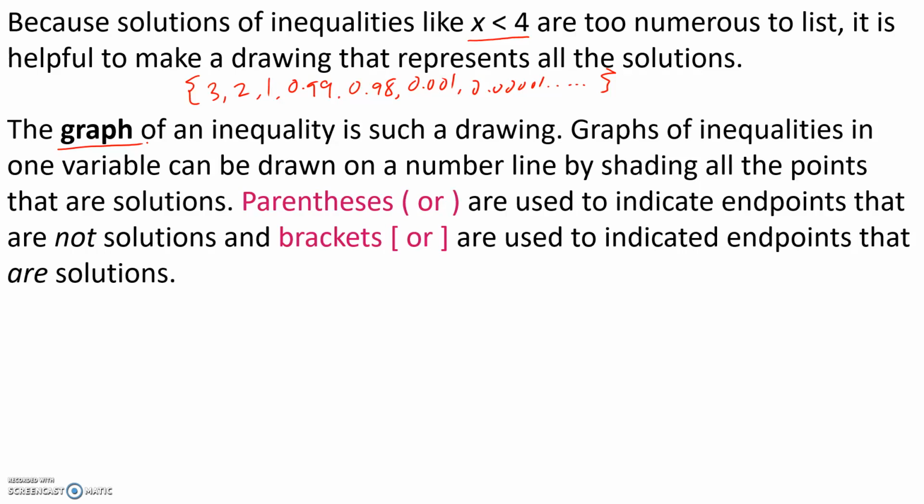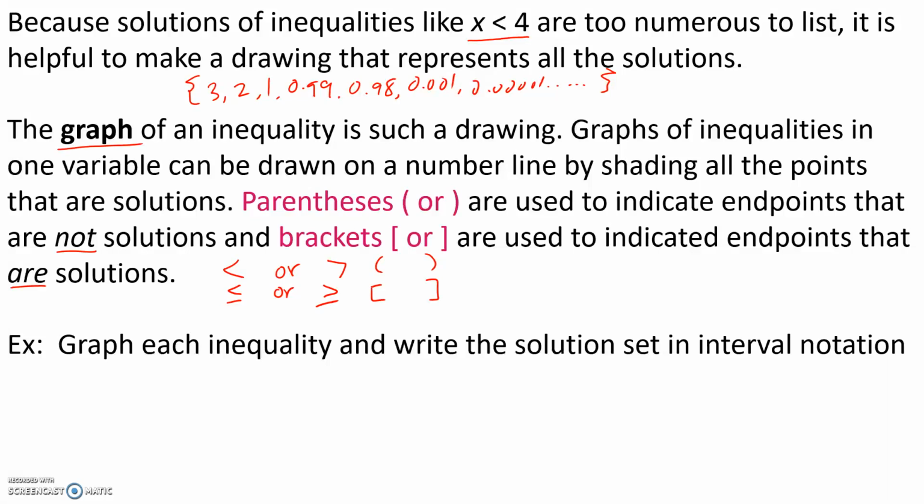The graph of an inequality is such a drawing. Graphs of inequalities in one variable can be drawn on a number line by shading all the points that are solutions. So we would shade every value that is less than 4 in this example. Parentheses are used to indicate endpoints that are not solutions, and brackets are used to indicate endpoints that are solutions. If the inequality is less than or greater than, we will use parentheses. If the inequality has an equal to sign, so less than or equal to or greater than or equal to, we will use brackets.